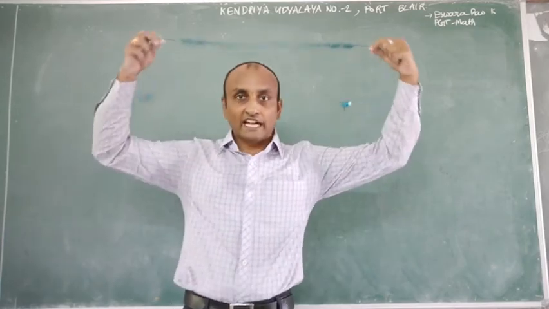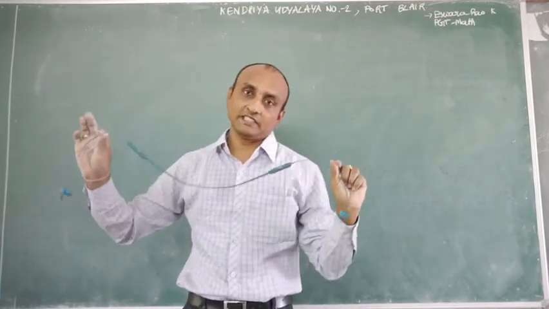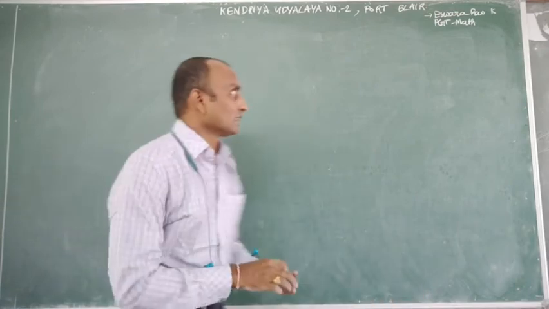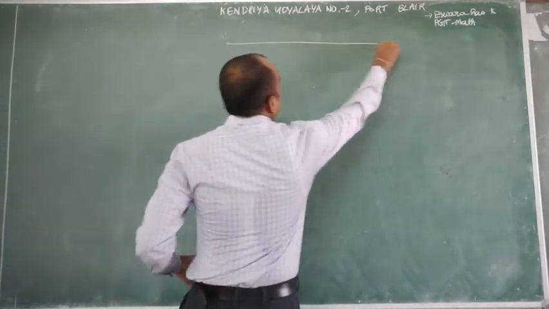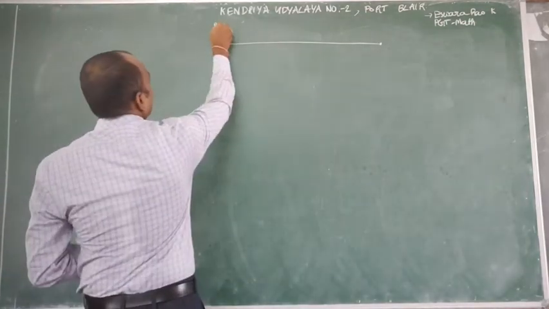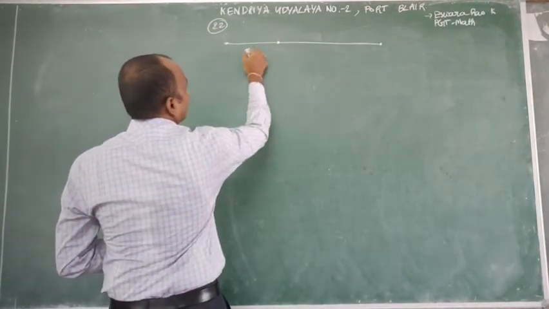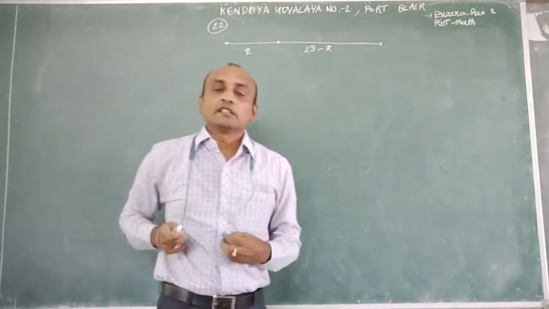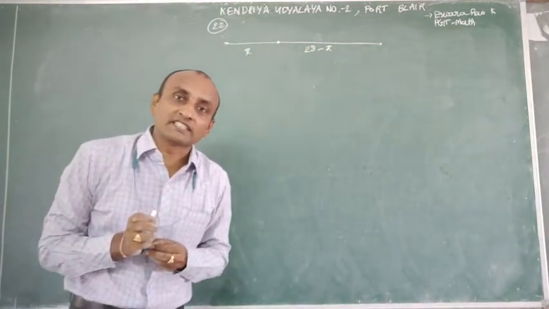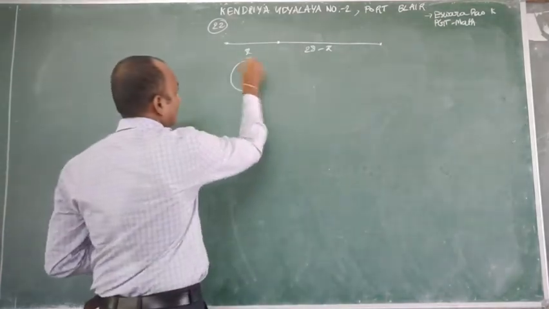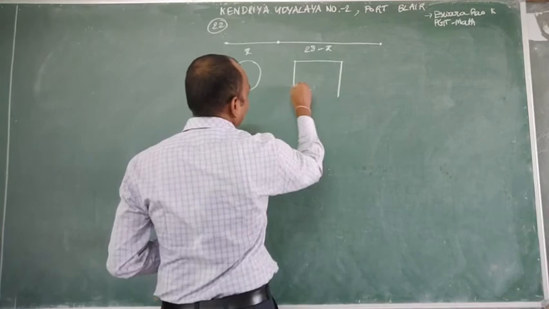If I take a wire that is cut into two pieces, one is x, and the other one is 28 minus x, because the wire length is given as 28 meter. In question number 22, one piece is x, another piece is 28 minus x. One piece is converted into a circle, and the other piece is converted into a square. I am just taking this as the circle, this as the square.